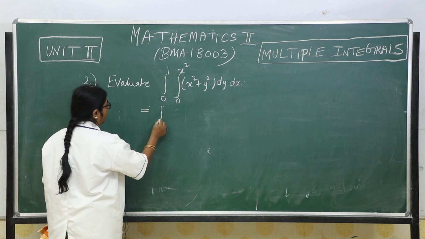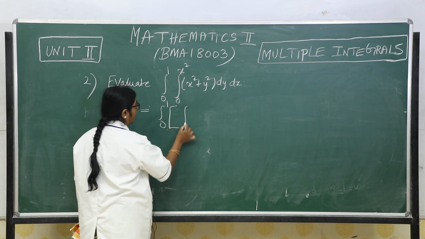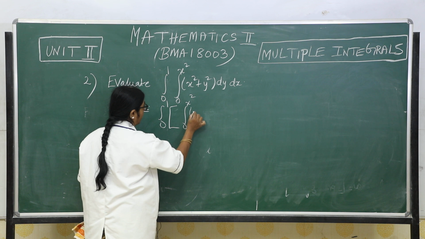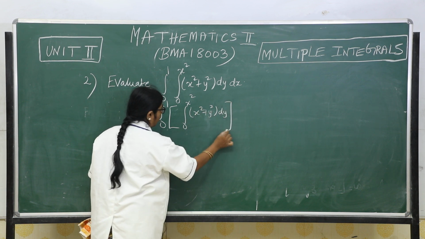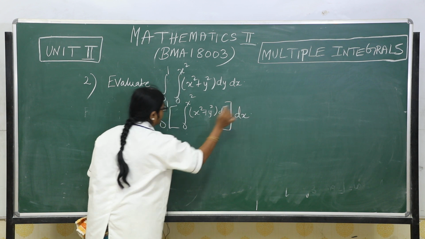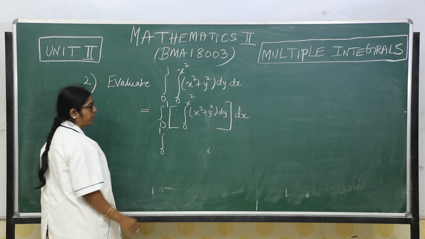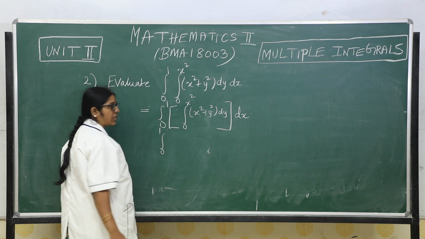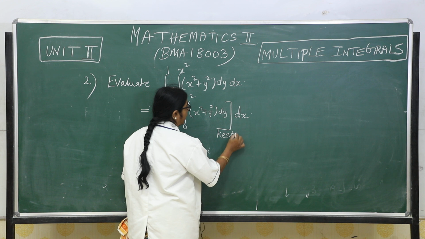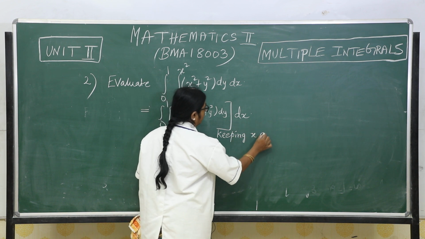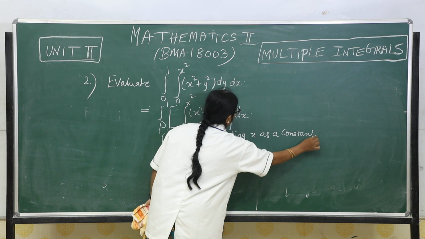Now I will be integrating with respect to y. Integral 0 to 1, integral 0 to x squared, x squared plus y squared dy, close the bracket, dx. When I am integrating with respect to y, keeping x as a constant, I will have to integrate.